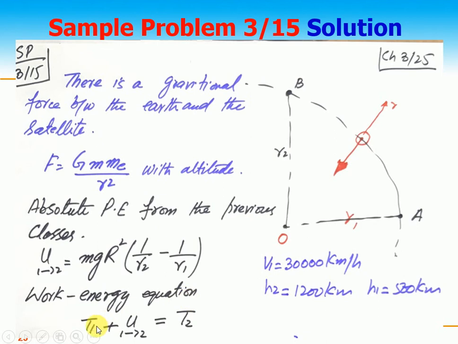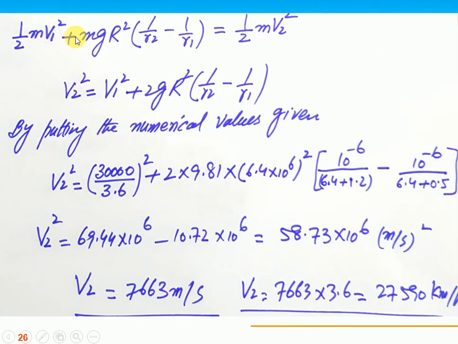The work-energy principle says T1 plus U12 is equal to T2. I just plug in the values: half m v1 squared plus m g R squared times 1 by r2 minus 1 by r1 is equal to half m v2 squared. The mass cancels out, and by simplifying, v2 squared is equal to v1 squared plus 2 g R squared times 1 by r2 minus 1 by r1.